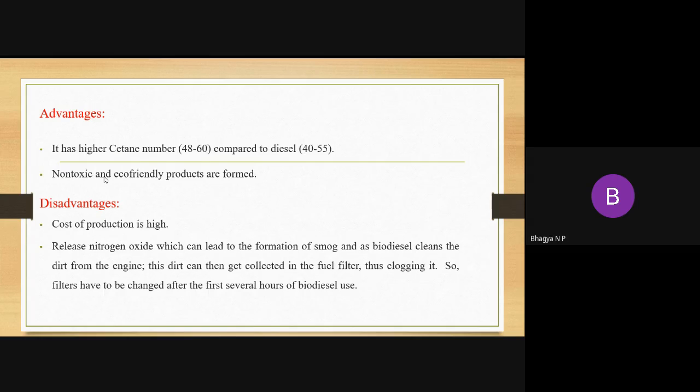And this biodiesel releases nitrogen oxide. So this can lead to the formation of smoke. And also, as biodiesel cleans the dirt from the engine, this dirt can then get collected in the fuel filter, thus clogging it. So filters have to be changed after the first several hours of the biodiesel use. So these are the disadvantages of this biodiesel. So that's all about today's session.